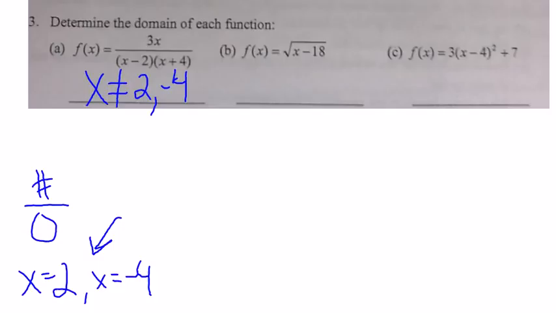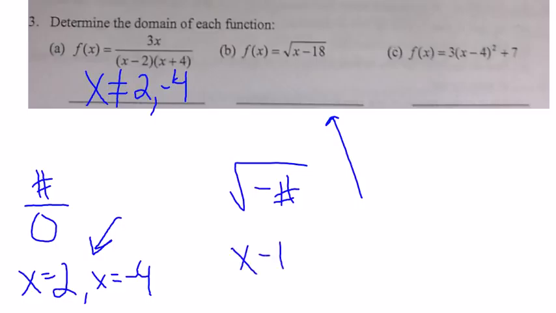Now on to B. I've got a square root function. Remember, my restrictions for square roots are that I can't square root a negative number. I need that number to be positive. So what I do is I look at this and figure out my transition point from a negative number to a positive number inside of my square root. So I've got x minus 18 in my root. I set that equal to 0, and I say, oh, well, x equals 18 is going to be my transition point from positive to negative.